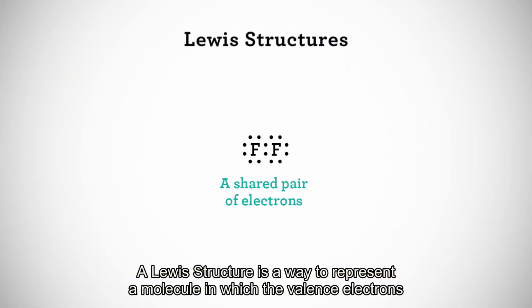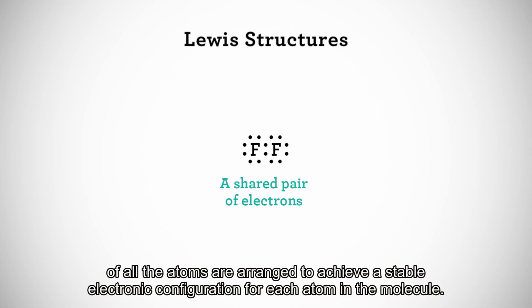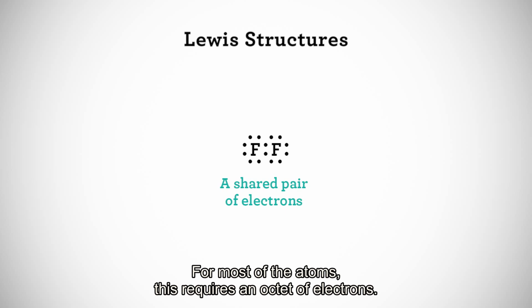A Lewis structure is a way to represent a molecule in which the valence electrons of all the atoms are arranged to achieve a stable electronic configuration for each atom in the molecule. For most of the atoms, this requires an octet of electrons.